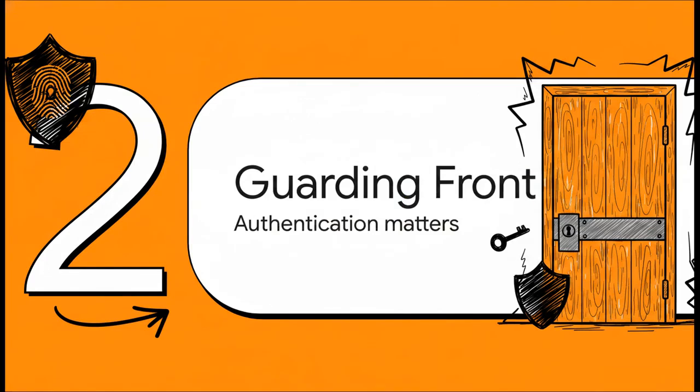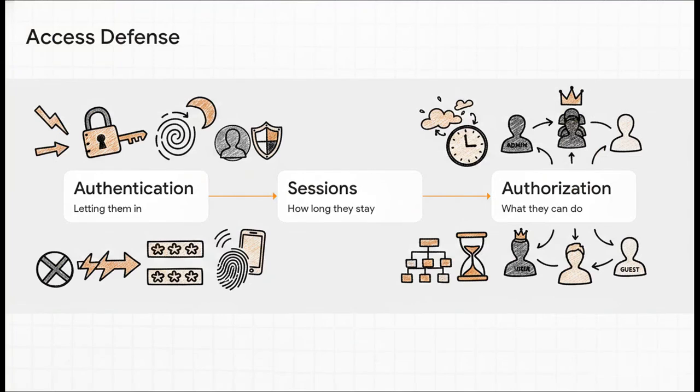Moving right along to Section 2. Guarding the front door. Because honestly, if the front door is weak, absolutely nothing else inside your app actually matters. Let's walk through this chronological defense. First up, authentication, letting them in. Rule number 1, never ever roll your own auth. Just don't do it. Use a proven library like Clerk, Auth.js, Supabase, or Firebase. They handle all those weird edge cases you haven't even thought of yet, plus things like multi-factor authentication and brute force limits. Second, session management, how long they stay.